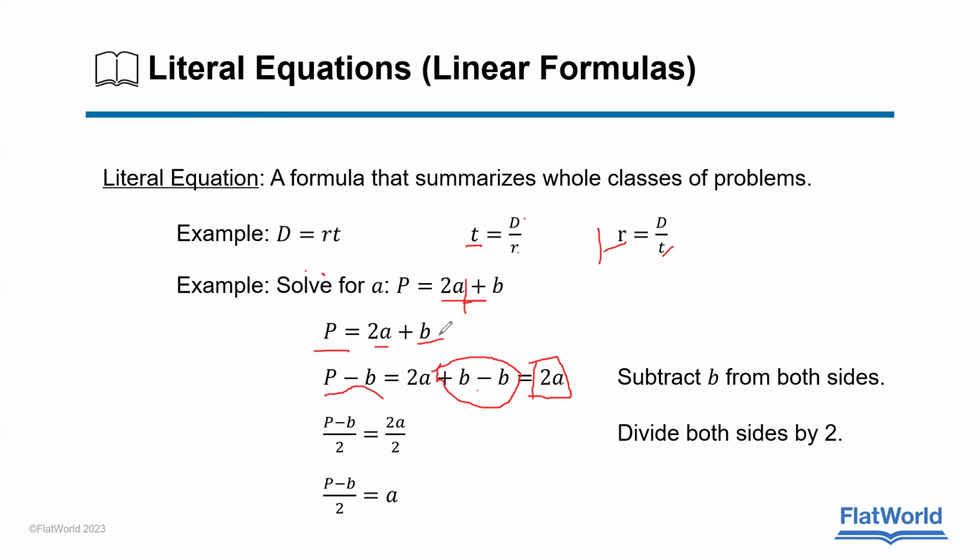This B is gone. This is an equivalent equation. And now I want just 1A because I don't want 2A. So I must divide that by 2. I must divide that by 2. 2 cancels 2. And that's how I get A. So that's a literal equation.